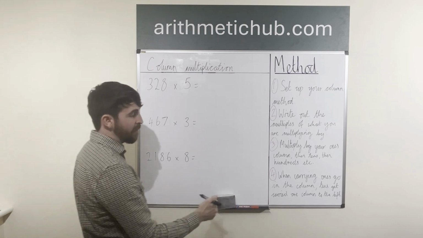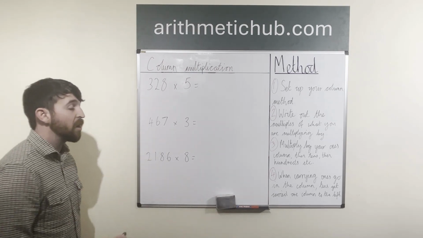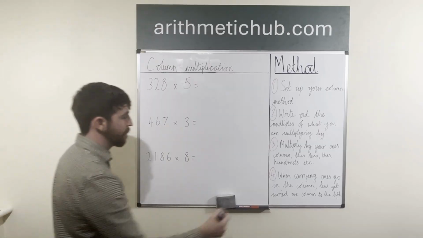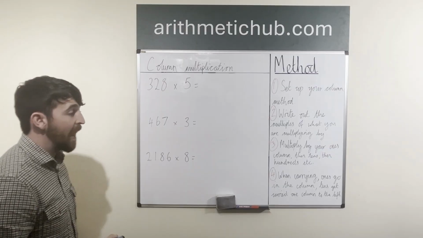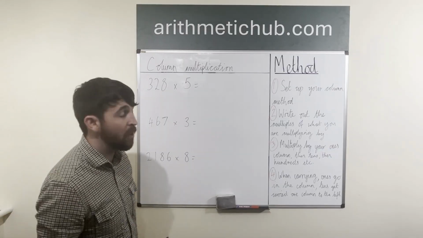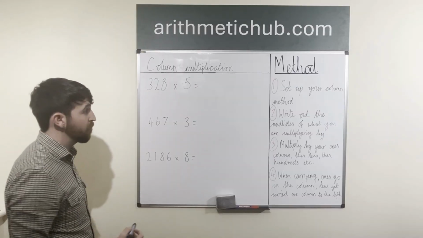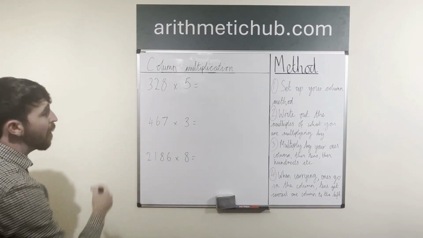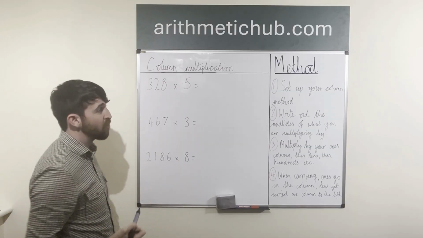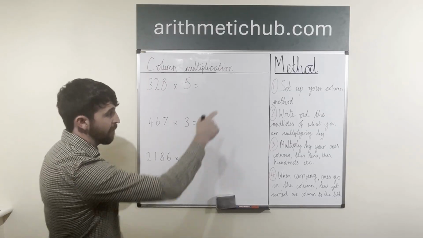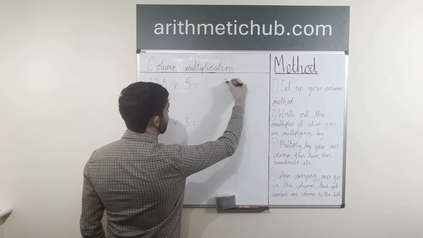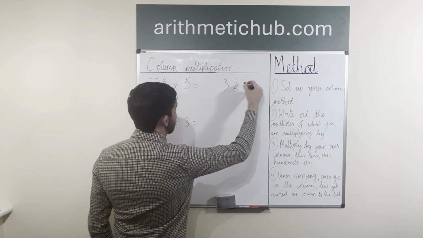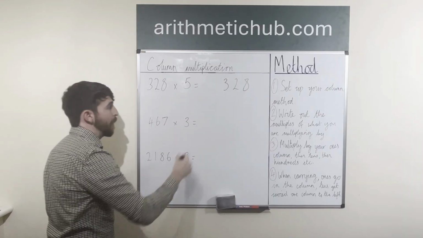And then finally, the fourth one says, when carrying, ones go in the column, the tens get carried one column to the left. I'm going to show you what I mean by that later as we go through these. So, let's start off with the first thing we need to do. 328 multiplied by 5. First step of the method, set up your column method. So we've got 328 and we're going to multiply it by 5.